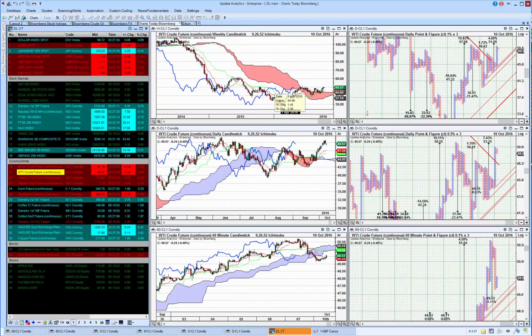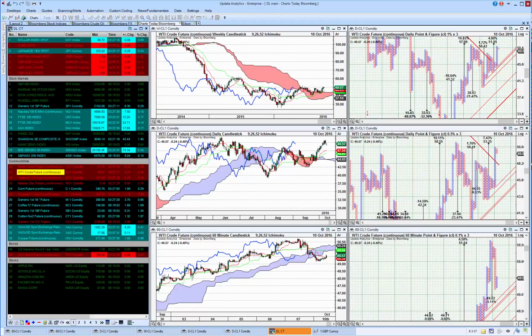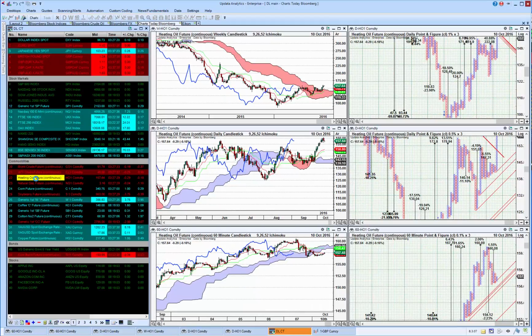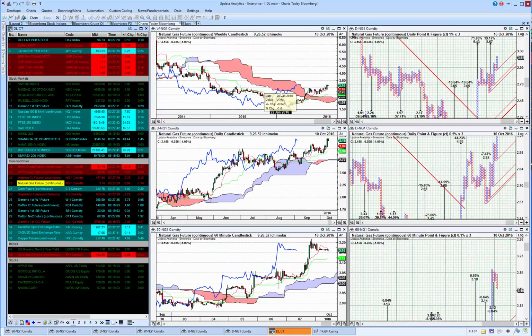Here we see the weekly chart on WTI: bearish, bullish, bullish, very similar to Brent as we would expect. Heating oil, much the same picture there. And if we look at US nat gas, just turning bullish on the weekly for the first time in a while. Bullish on the daily, bullish on the 60-minute, looking like a better week for nat gas.